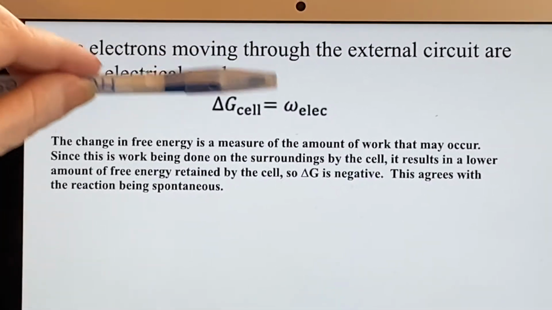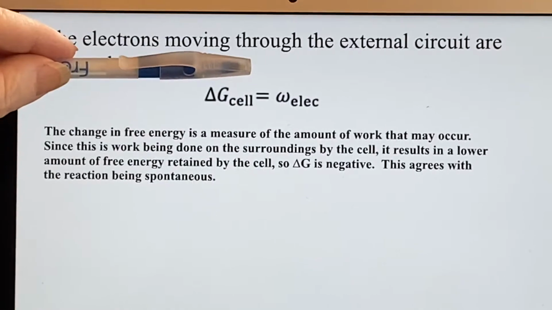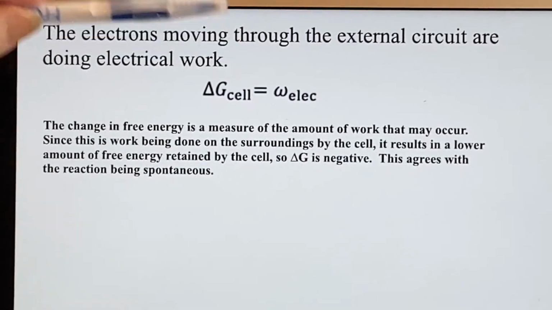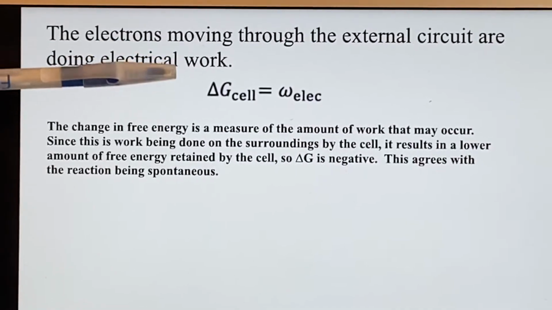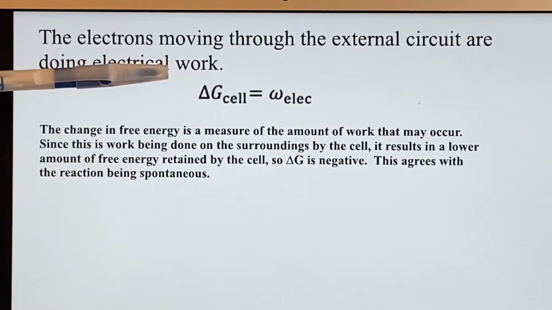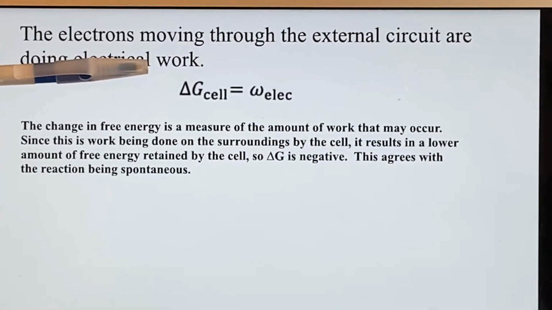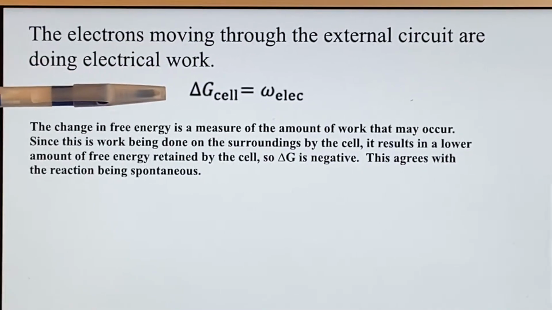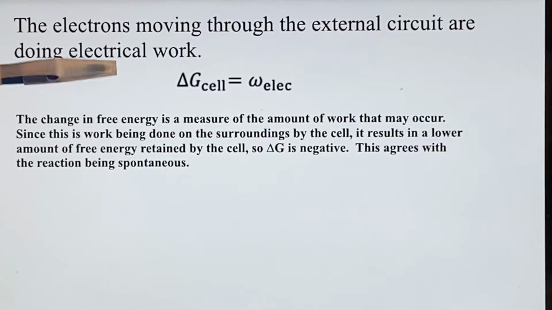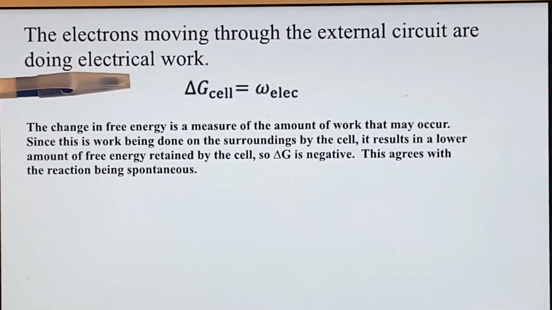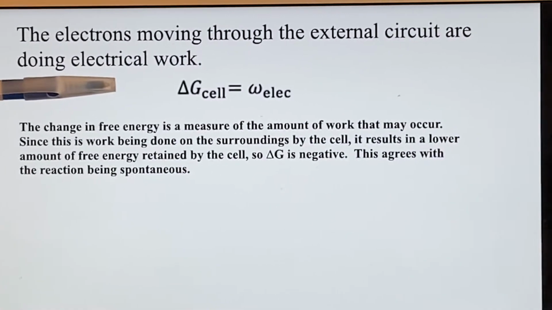So we are always looking at this, and if electrical work is being done, it is being done by the chemicals, which means your delta G will be negative because it will now have less chemical energy inside of it. And that also tells us that it should be spontaneous, which we expect when we hook up a battery, that it's going to power whatever it is hooked up to.